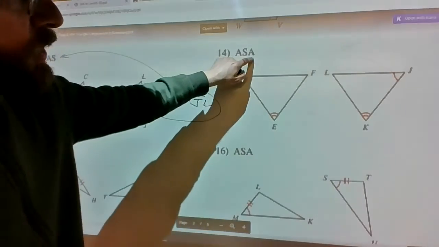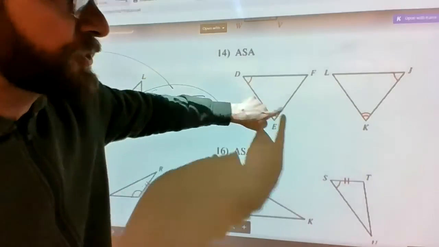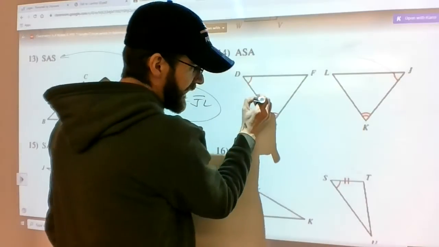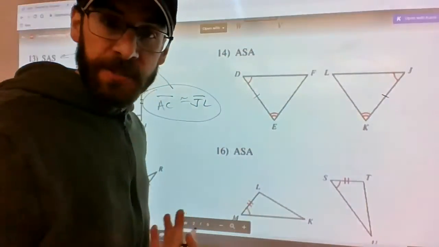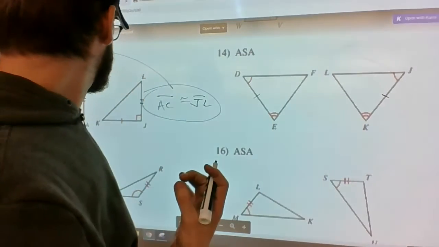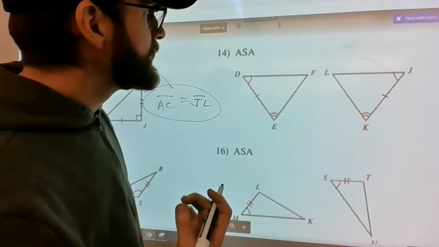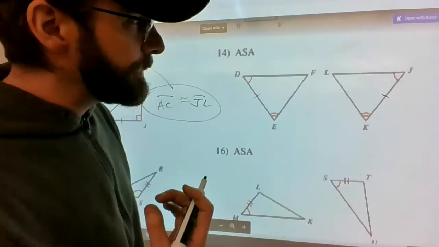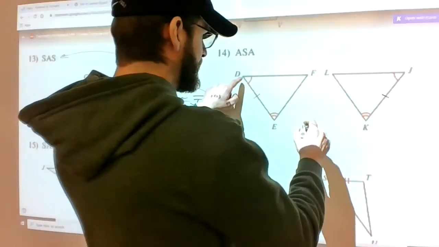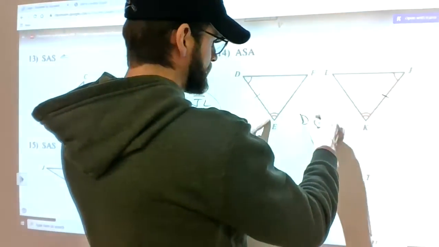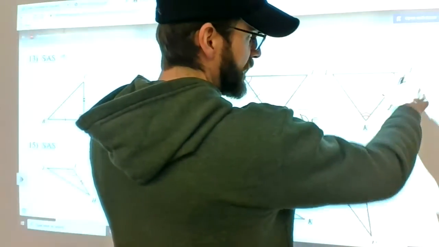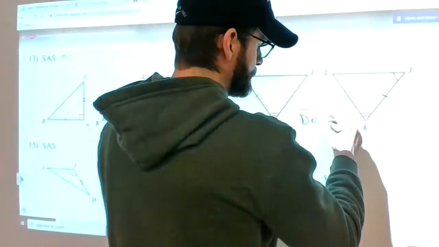All right, angle side angle. We have two angles shown congruent. The sides between them, this side and this side, would need to be shown as congruent. Now, if you want to keep absolute correspondence, then you would say DE, single dome to double dome, is congruent to JK, single dome to double dome.